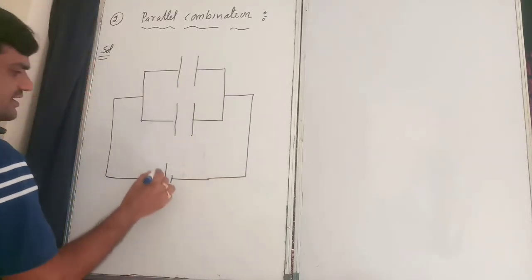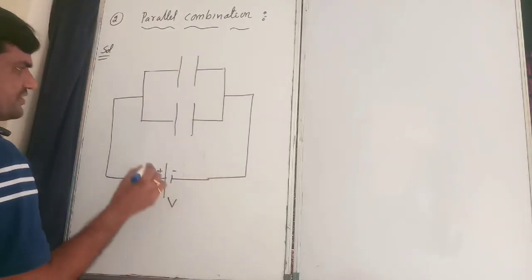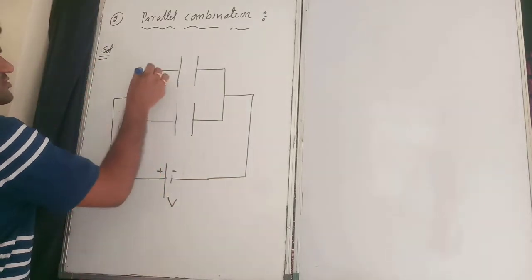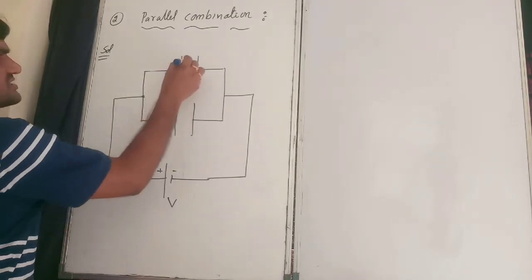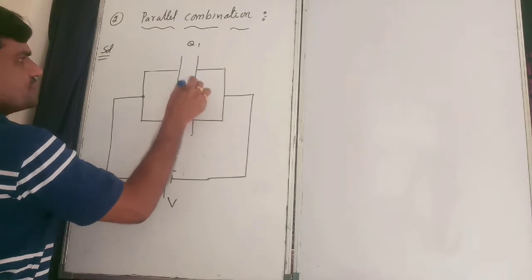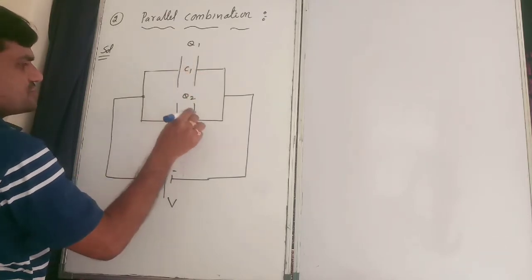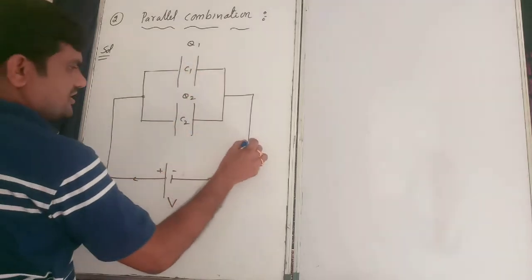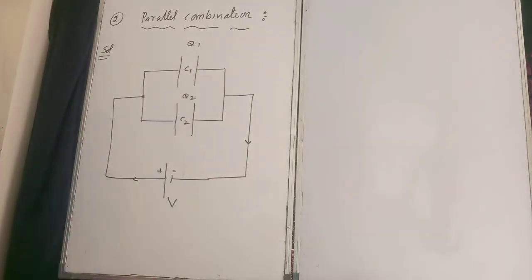Okay. So here plus and minus, this potential V. So this side potential is the same now, but the charge is different now. Q2. This is C1, this is C2. So positive to negative, charge is going like that only.